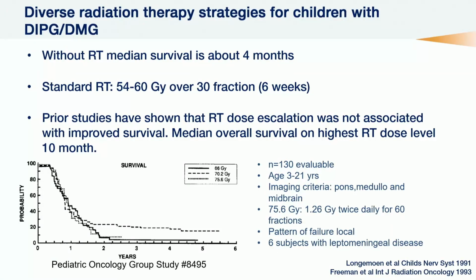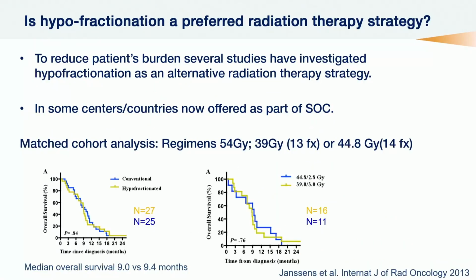But what is currently being pursued, because the standard radiation therapy really commits these children and young adults to 30 fractions over 6 weeks. Often these children are less than 10 years of age. They often require daily anesthesia with the radiation therapy. And so different groups have investigated the role of hypofractionation as a preferred radiation therapy strategy. And this really would lead to reduced patient burden because you have a shorter time of radiation therapy, and it would require less anesthesia, less travel, etc.